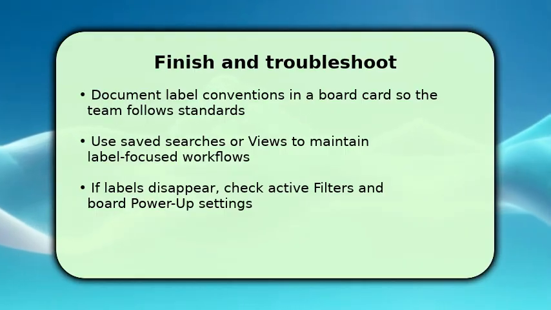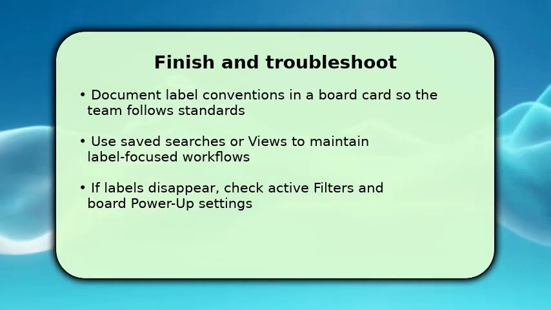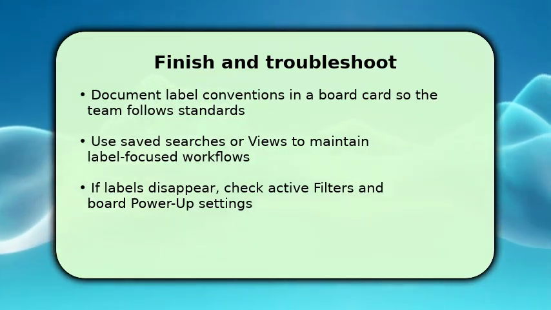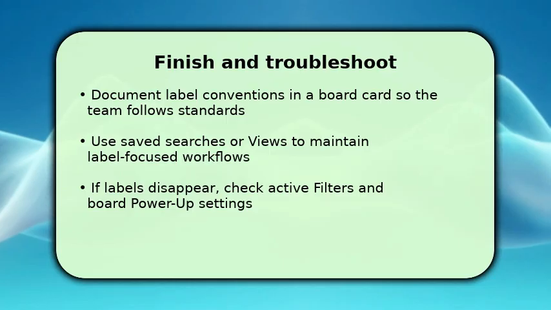If something goes wrong and labels don't show, first clear any active filters and toggle the label's visibility in the menu. That single troubleshooting step fixes most display or filtering issues.